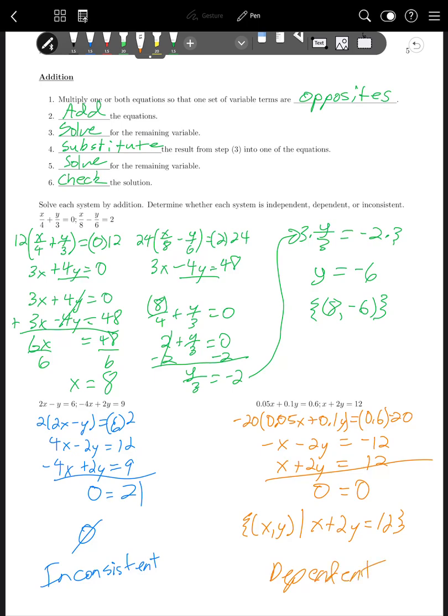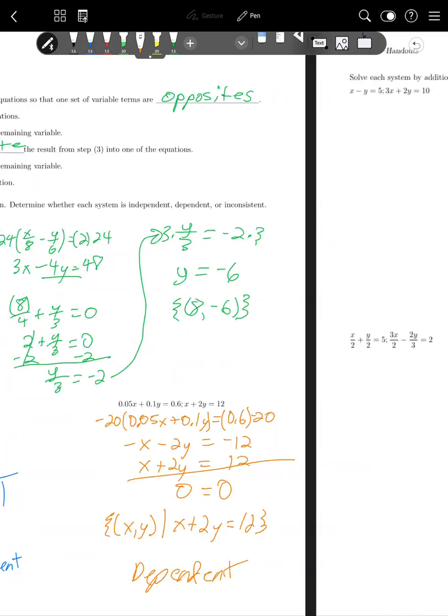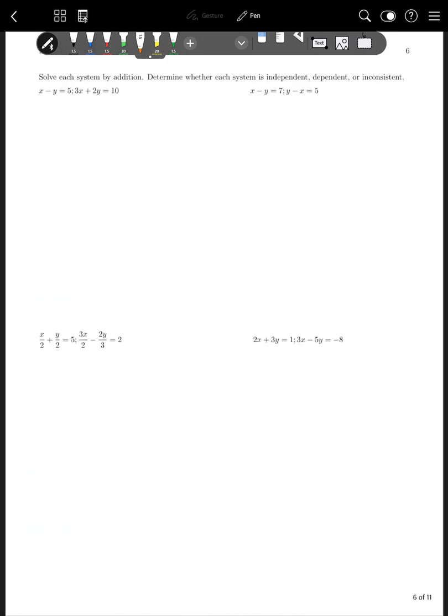And we could say that this is a dependent system. Okay, so that's the idea of how to do addition. So if you want, go and flip over to the next page, and you can pause the video and try doing it for these. Okay, so let's go and go through these.